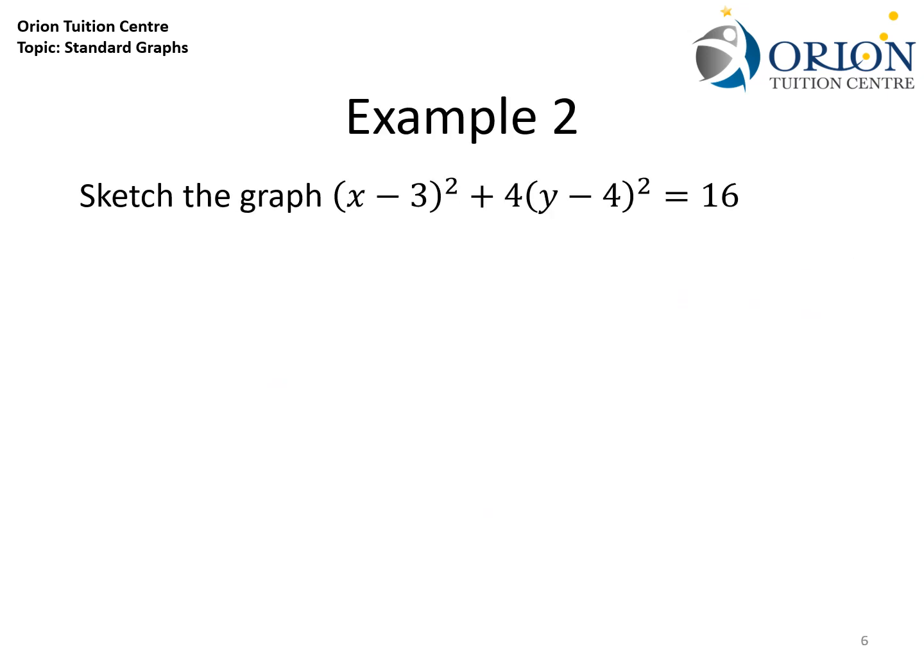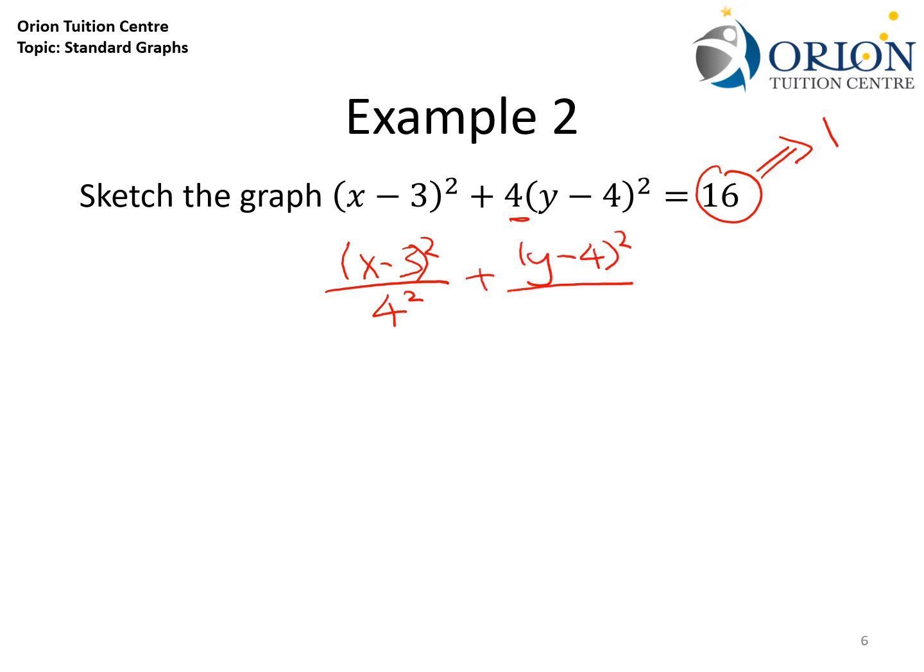In example 2, we are asked to sketch the graph of (x minus 3) squared plus 4 times (y minus 4) squared equals 16. Note that the coefficients of x squared and y squared are going to be different now because of the 4 over here. And therefore, we have to transform the equation such that the right-hand side becomes a 1. How we can do so is to simply divide throughout by 16, which gives us (x minus 3) squared over 16, which becomes 4 squared, plus (y minus 4) squared over 4, which becomes 2 squared, equals 1.